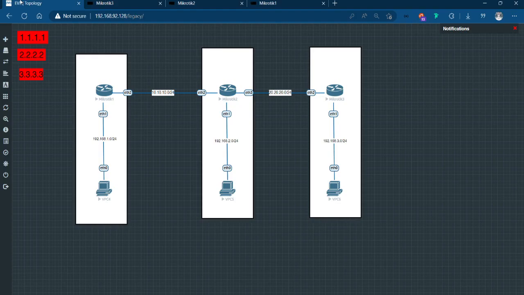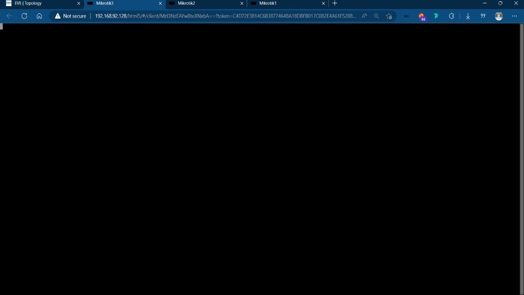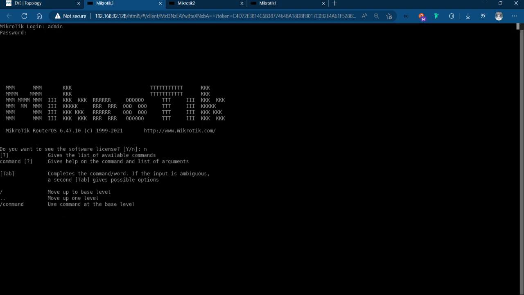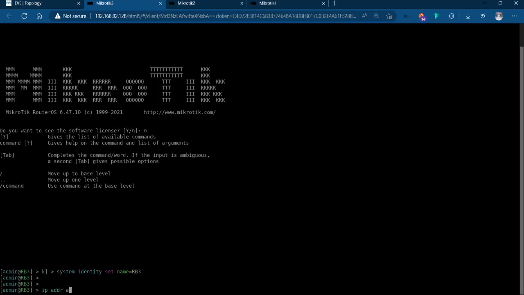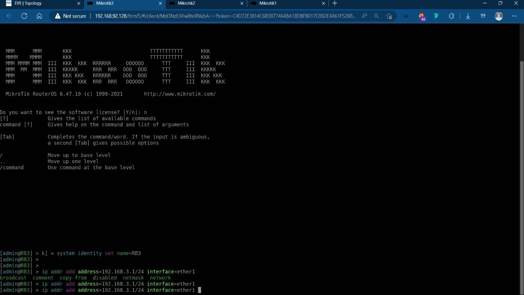Now we're going to prepare Mikrotik number three, or router number three. System identity, set the name to router number three. Then IP address, add addresses, /24, with interface ether number one. Now we create the gateway from router number three to router number two, /24, with interface ether number two.